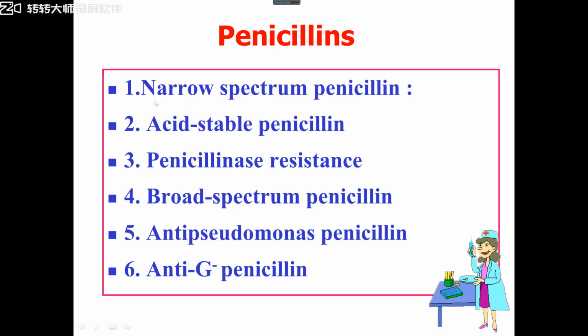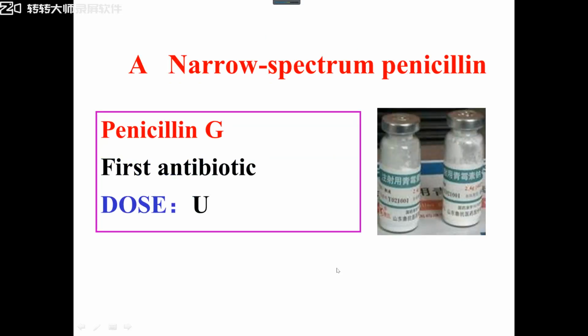Natural penicillin is a narrow spectrum penicillin, and the others are semi-synthetic penicillins. Okay, so this class we will study the first antibiotic, the natural penicillin, penicillin G, the narrow spectrum penicillin.